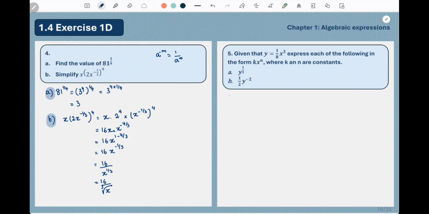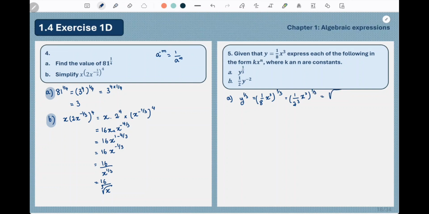Let's move on to question 5, where we're given y in terms of x, y equals 1 over 8 x to the power of 3, and we have to express each of the following in this form over here, where k and n are constants. First of all, I'm going to replace my y with 1 over 8 x to the power of 3, and I'm going to write the power that they've given us. We know that 8 can be rewritten as 2 to the power of 3, right? And x to the power of 3 here would be like this.